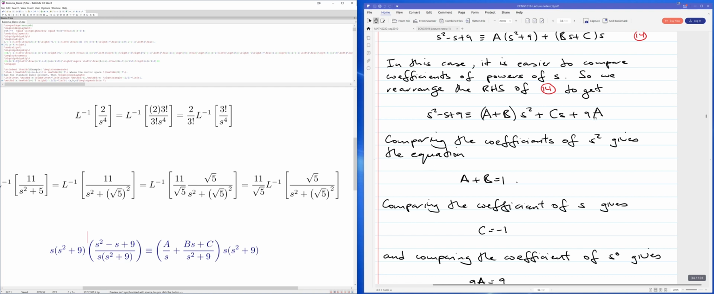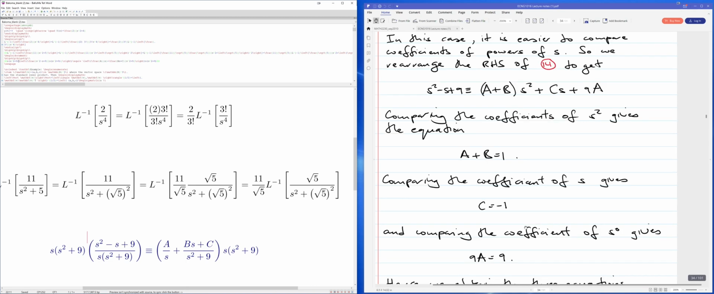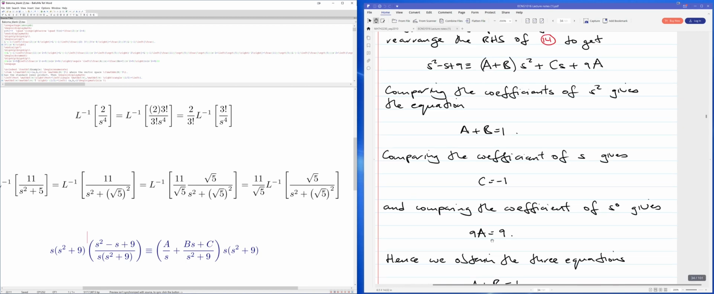Okay, and what you do now is compare your powers of s and look at the coefficients. The coefficient of the s squared on this side over here is 1. The coefficient of the s squared on this side is A plus B. And that gives me one equation: A plus B is equal to 1. Now you look at the term in s. The coefficient for the term in s on the left-hand side is minus 1. The coefficient for the term in s over here is C. So I have C is equal to minus 1. And then finally, I compare the constant terms. On this side over here, I have 9, and on this side over here, I have 9A. So I get 9A is equal to 9.